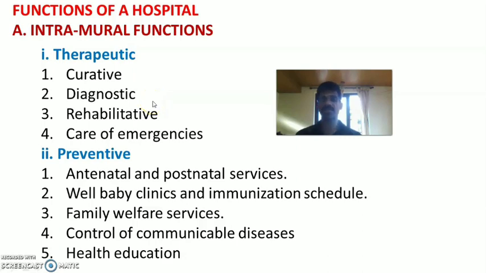Then diagnostic services, various investigations, then rehabilitation programs for the disabled patients, and care in the emergency situation, that is trauma services. Second is preventive services. Okay, that is antenatal and postnatal services for the MCH or RCH. Then well baby clinics, conducting or running well baby clinics or under 5 clinics, and immunization schedule, giving immunization. Then family welfare services or family planning services, conducting sterilization, that is temporary and permanent methods of sterilization.